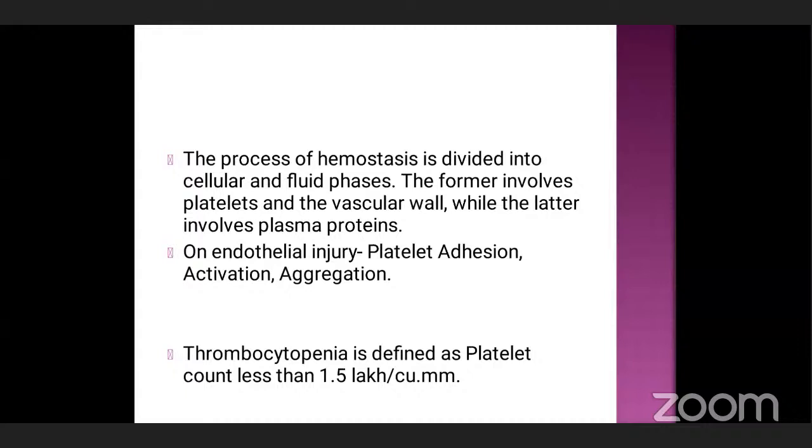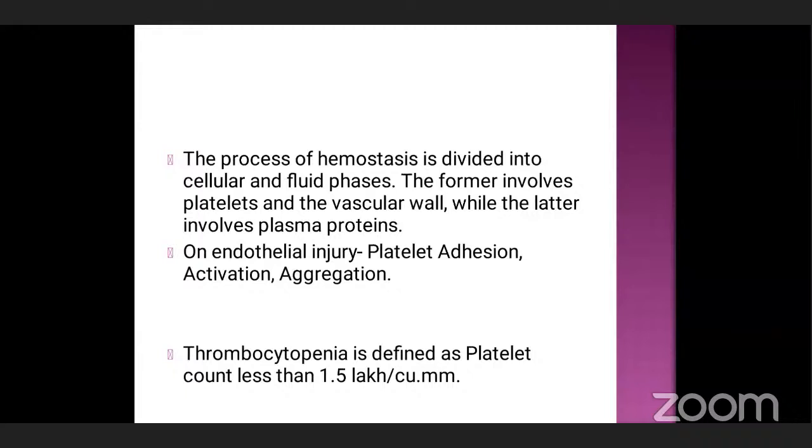So what is the normal platelet count in our body? Ajila, tell me, what is the normal platelet count in our body? Ajila. Roll number 7, Ajila. Roll number 14, Amy Abraham. Yes, ma'am. Roll number 14, Amy Abraham, or no? Yes, ma'am. Okay, so what is the normal platelet count in our body?